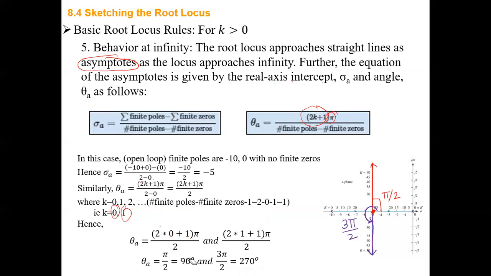So what does this give me? Let's simplify this. Is this pi over 2, which is 90 degrees? How about this guy? 3 pi over 2, which is 270 degrees. So you are going from here. This is pi over 2, 90 degrees, this is 180, and this is 270. See that? We have 2 asymptotes, one going up, which is 90 degrees, the other going down, which is 270 degrees.